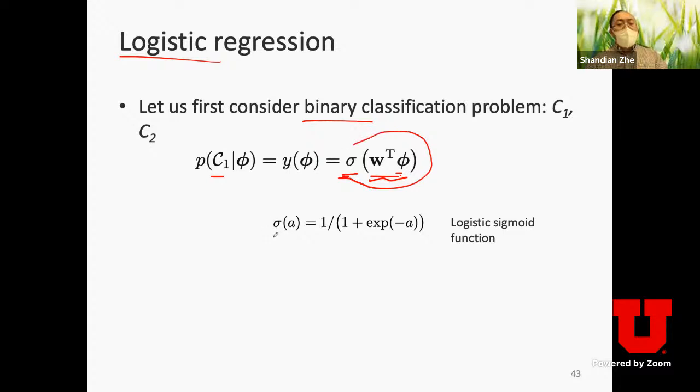The definition of the logistic function is like this. From the definition, you can see that no matter how you choose A, the range of the sigmoid function is always between 0 and 1. So it's a valid probability. We're going to model this probability as a sigmoid of our linear model. And correspondingly, the probability of this instance taking C2 will be 1 minus the probability it takes C1.